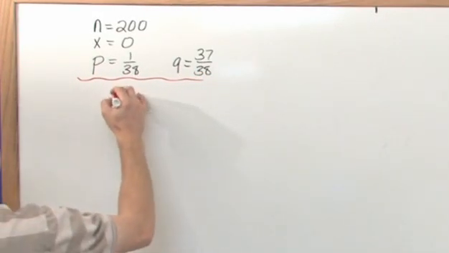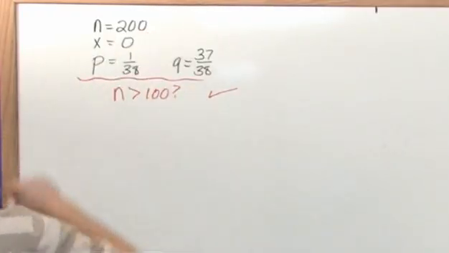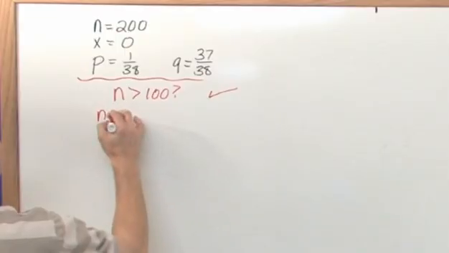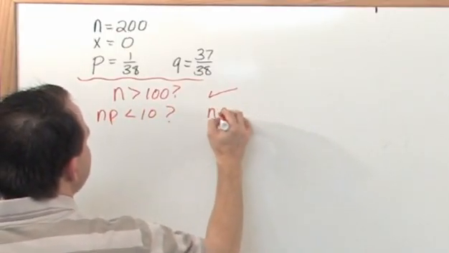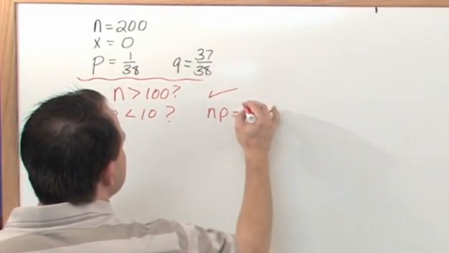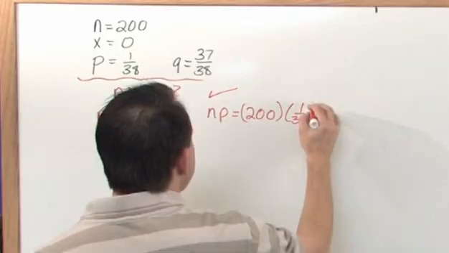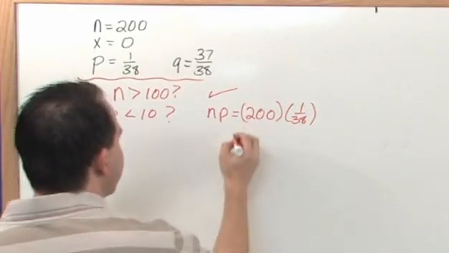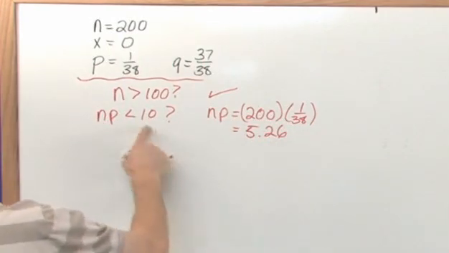Two things have to be met. Is N greater than 100? Well, yes, it is, because N is 200. Is N times P less than 10? Well, let's check it out. N times P is 200 times P, which is 1 over 38. Okay, so 200 divided by 38, so what we get here is 5.26. That is definitely less than 10.